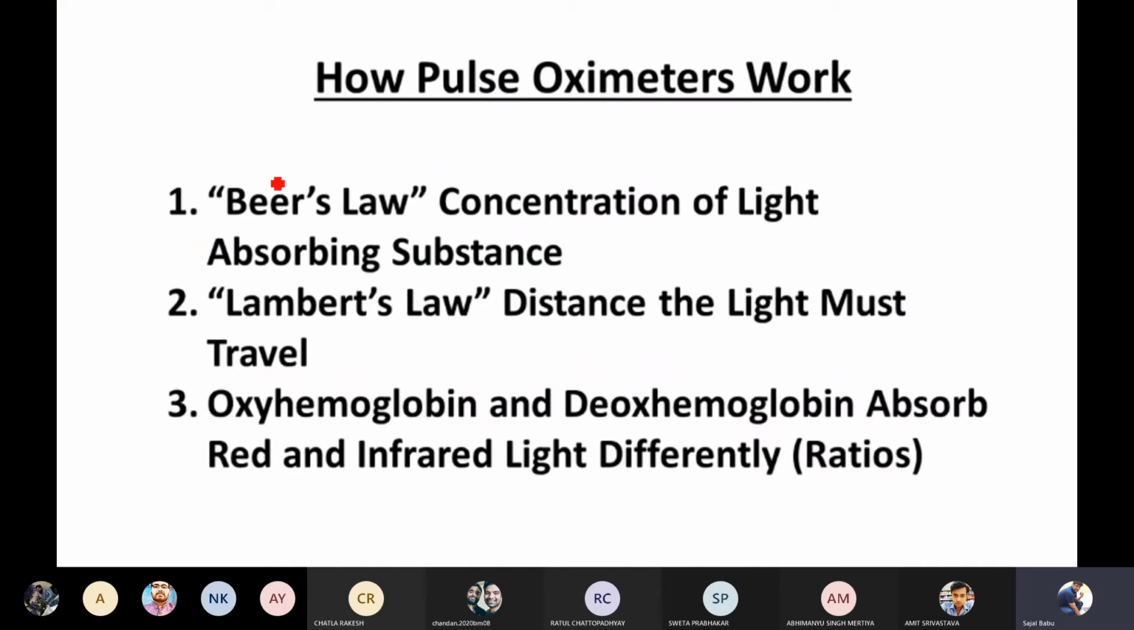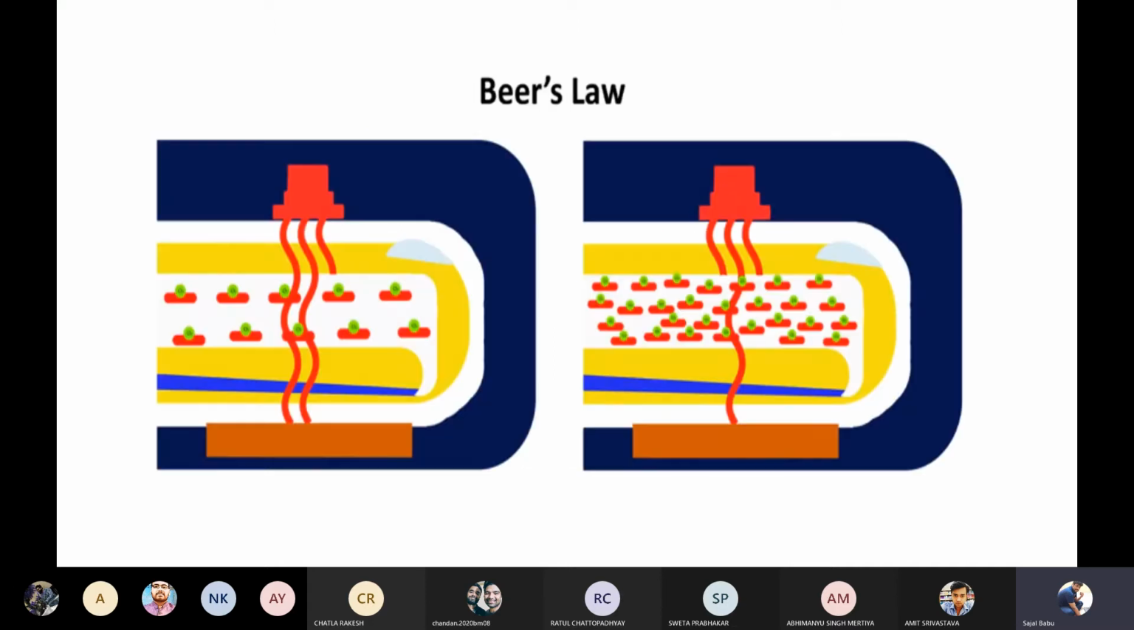Beer's law explains how much light absorption happens based on concentration, and Lambert's law explains how much distance the light travels. Beer's law, as you can see in this image, shows these hemoglobins which are carrying the oxygen with them.